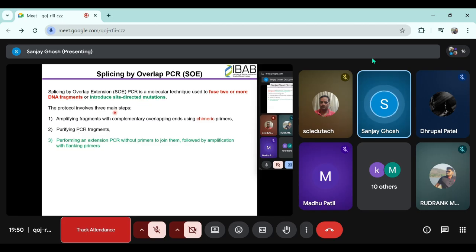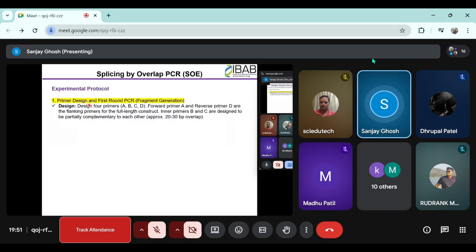So the protocol is very simple, right? You amplify fragments by using PCR, and they should have complementary overlapping ends. And these primers are special primers. They are called chimeric primers. And I will tell you what these primers are, why they are called chimeric and why they are special. So for now, just understand that you have to amplify two pieces of DNA which you want to join together, right? Without restriction enzyme, without having any kind of mismatch. So you amplify these two fragments in two different tubes independently. Then you have to run a gel and you will purify those two fragments. After purification, you will do the actual SOE reaction where you will join both of them using PCR, right? No restriction enzyme.